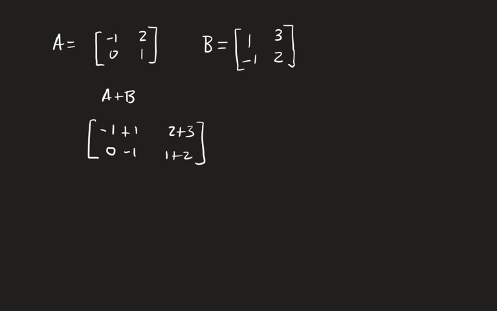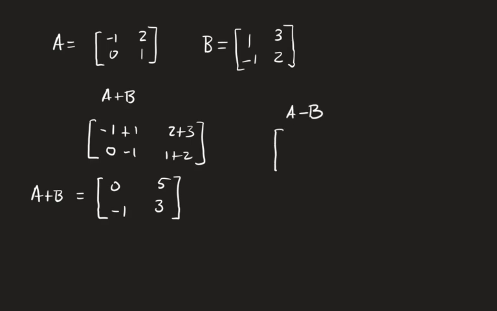So that will mean that we will get 0, -1, 5, and 3. So that will be your answer to A plus B. That's when you add both matrices. And if you're trying to subtract, it's going to be something very similar. So now we're going to do A minus B.